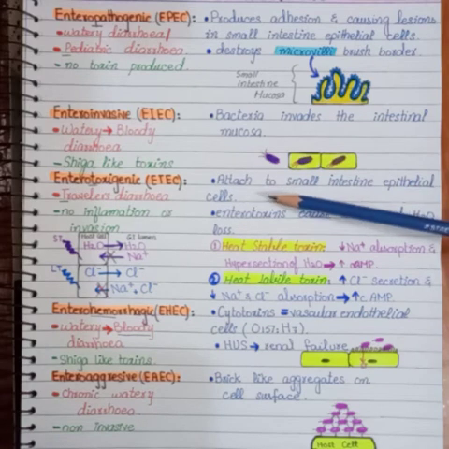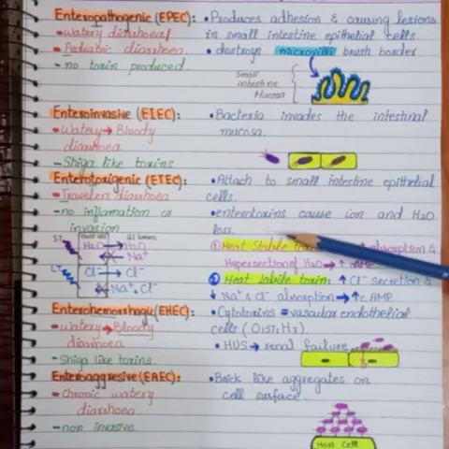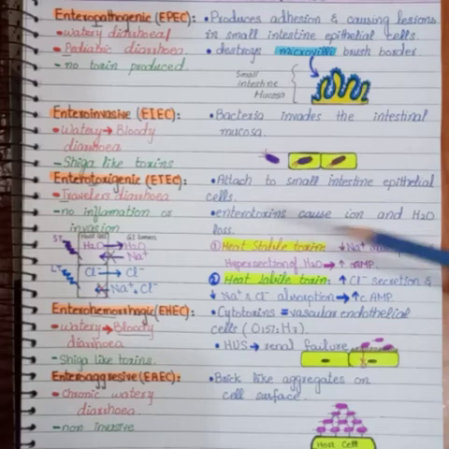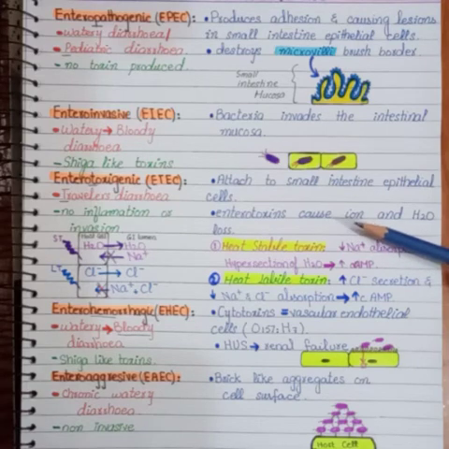When they attach to the small intestine epithelial cells, it will cause the production of enterotoxins that will cause the ion and water loss, and in return it will cause the increase in the gastrointestinal secretions of the chlorine and the water and will cause the diarrhea or the watery massive diarrhea, not the bloody diarrhea but the traveler's diarrhea or the watery massive diarrhea.